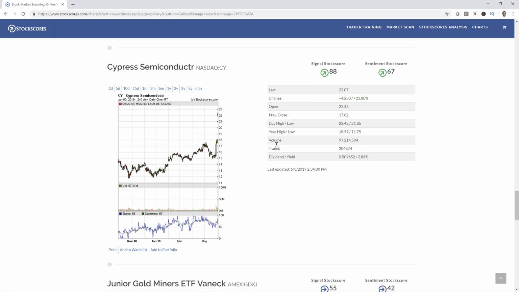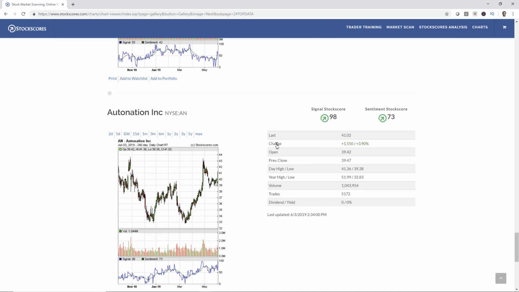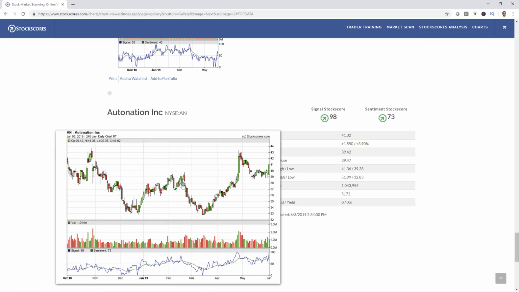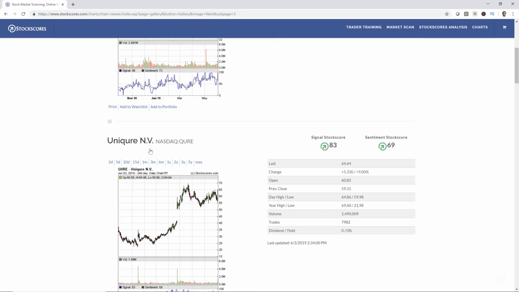Cypress Semiconductor we're going to talk about in just a moment. Continue along here. AutoNation, I think this is an interesting chart as well. It was in this little pullback after an upward trend here, break of the pullback, and I think it could continue higher. However, it's not an awesome chart. I'd give it a 6 out of 10. And I think we got maybe one more page to go.